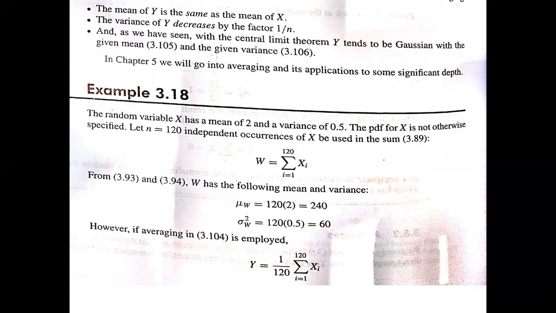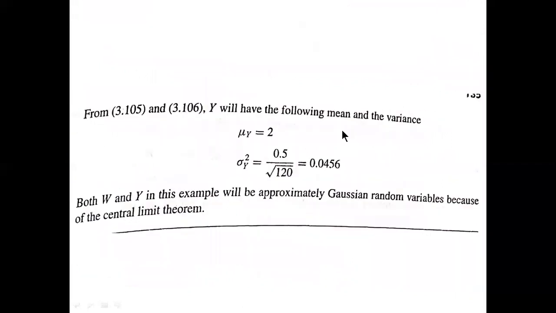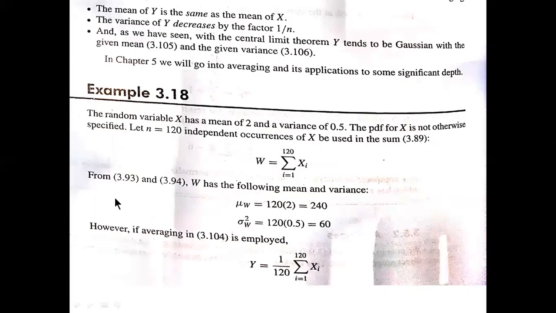If you take the averaging function, then y is equal to 1 by 120 of the sum for i equal to 1 to 120 of xi. Under that condition, we'll have mu y the same as mu x itself, because averaging will give you the same value, but the variance will get divided by n. 0.5 divided by root of 120, the root of n, is what we'll get for sigma, and that will give us the value 0.0456.